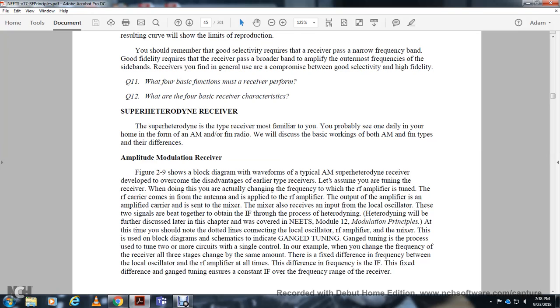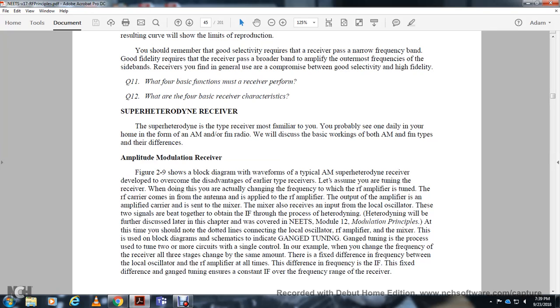The output of the amplified carrier is sent to the mixer, which also receives the input of the local oscillator. These two signals beat together to obtain the IF. The heterodyne process will be further discussed in a later chapter, and was covered in NEETS Module 12, Modulation Principles.